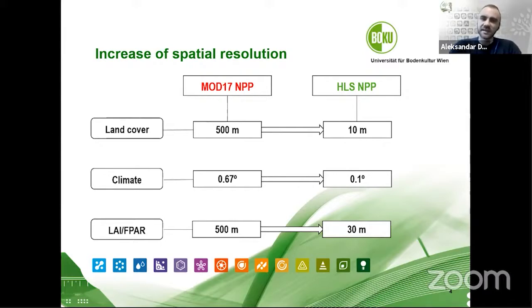For land cover, we are using a 10-meter resolution product from Sentinel-2 for land cover classification. Then for climate, we are using a European climate data set, which has a resolution of 0.1 degrees. LAI and FPAR are estimated from NDVI, which is obtained from the Harmonized Landsat Sentinel dataset. It is a product from Sentinel and Landsat. It has a high temporal resolution, 2 to 3 days, and high spatial resolution, 30 meters. So with all those new inputs, we are able to get a final product, which is a raster with 10-meter spatial resolution on an annual basis.